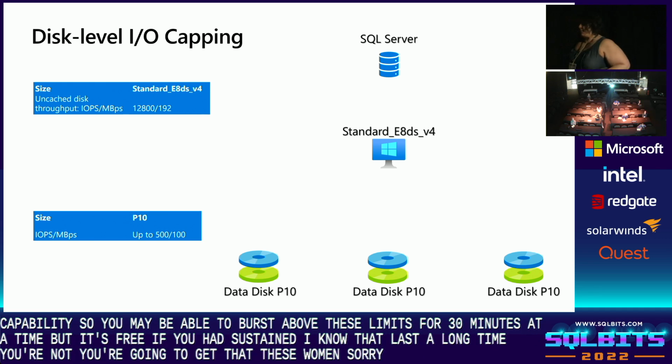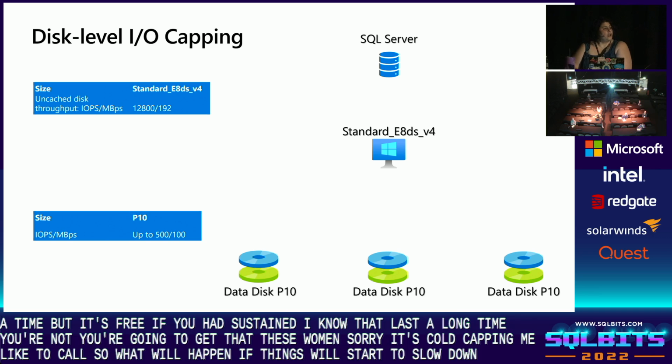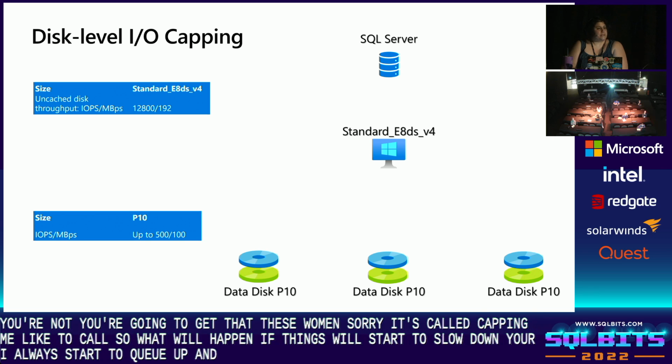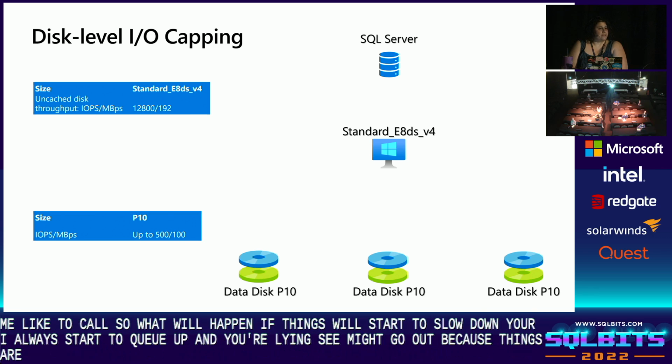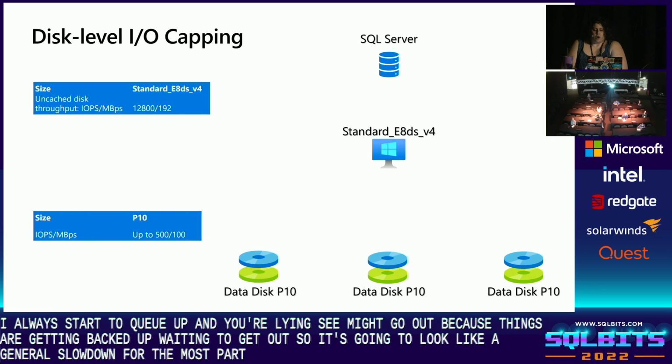Sorry, it's called capping. They like to call it capping, not throttling. So what will happen is things will start to slow down. Your I/O will start to queue up, and your latency might go up because things are getting backed up, waiting to get out. So it's going to look like a general slowdown for the most part. So let's walk through how the capping works.